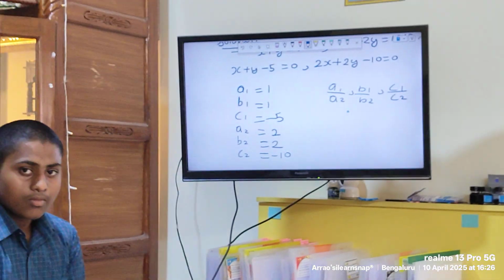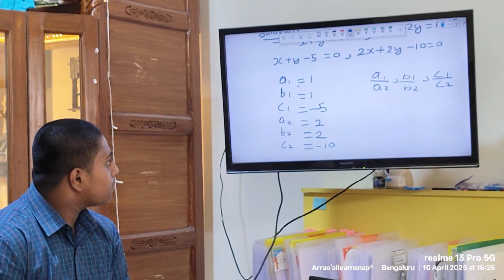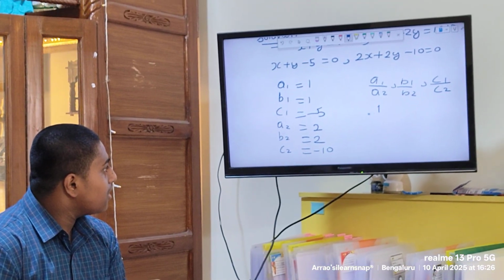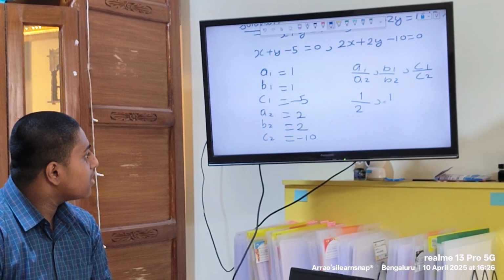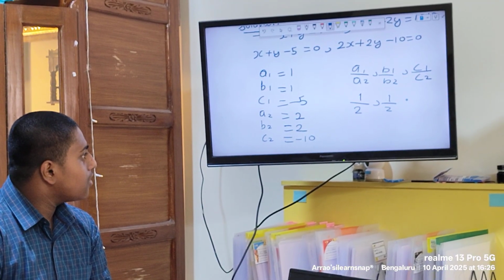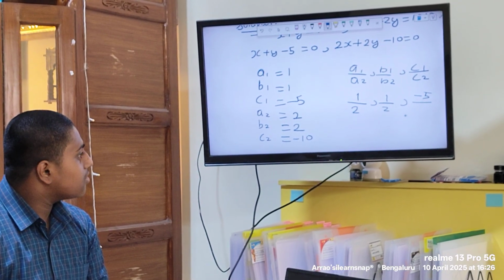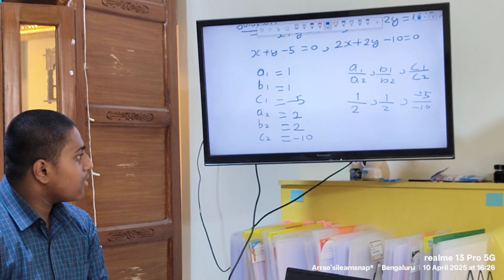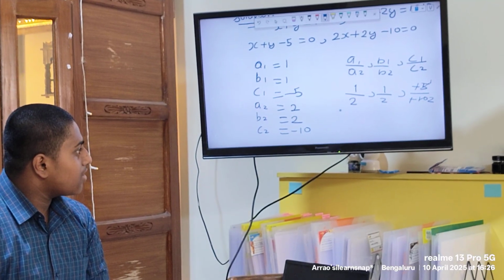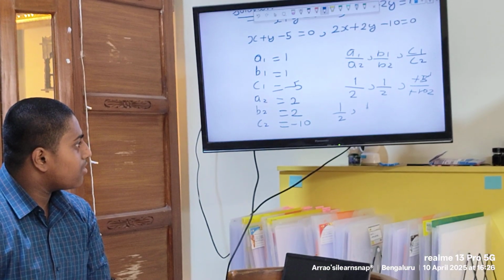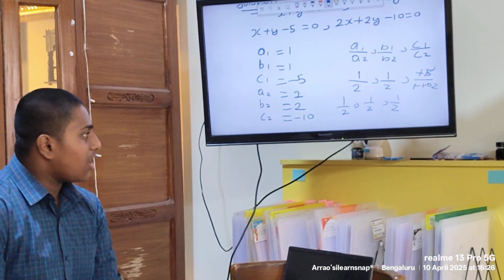So you are basically going to find out A1 by A2, B1 by B2 and C1 by C2. Here A1 is 1 and A2 is 2, and B1 is also 1 and B2 is also 2. Here C1 is -5 and C2 is -10. Good. Here minus and minus cancel. 5 ones are 5, 5 twos are 10. So we get 1 by 2, 1 by 2, 1 by 2.